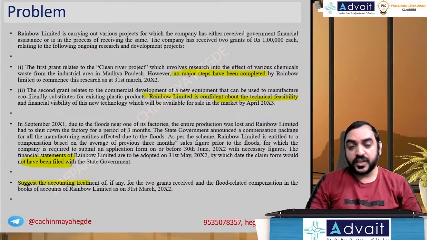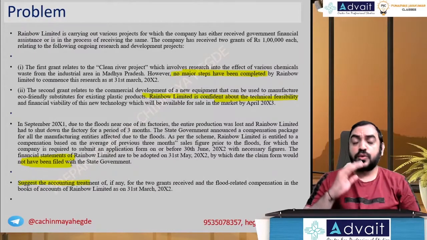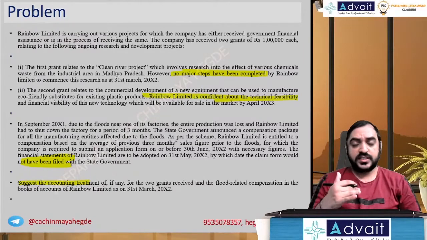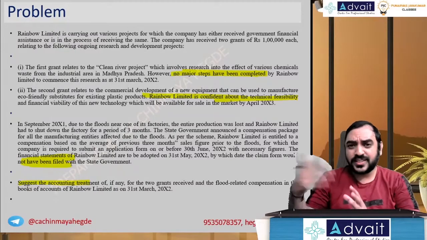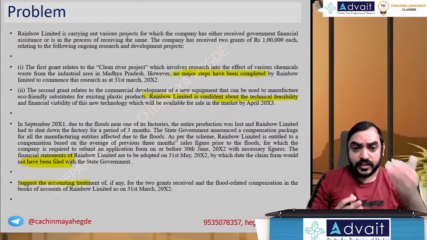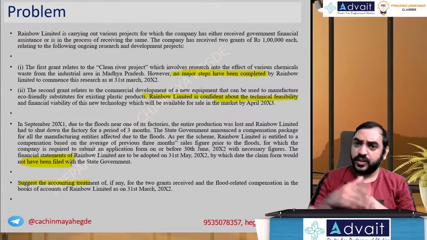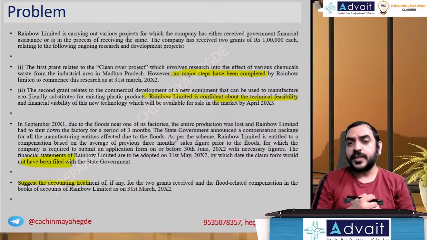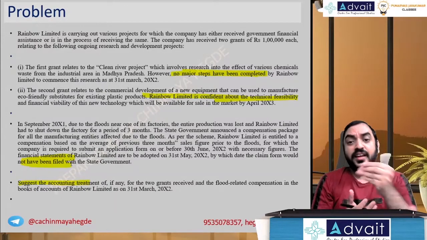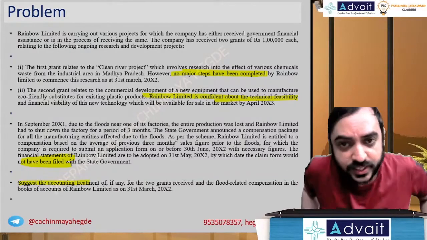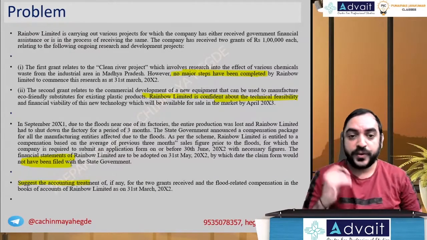So we have 3 accounting treatments actually. One is towards a Clean River project, which is yet to be started, yet to be progressed. The second grant is towards some technology which is in reasonable progress. The entity is confident of feasibility, technical as well as financial. And third one is flood related compensation. So let's see how the treatment is going to happen.